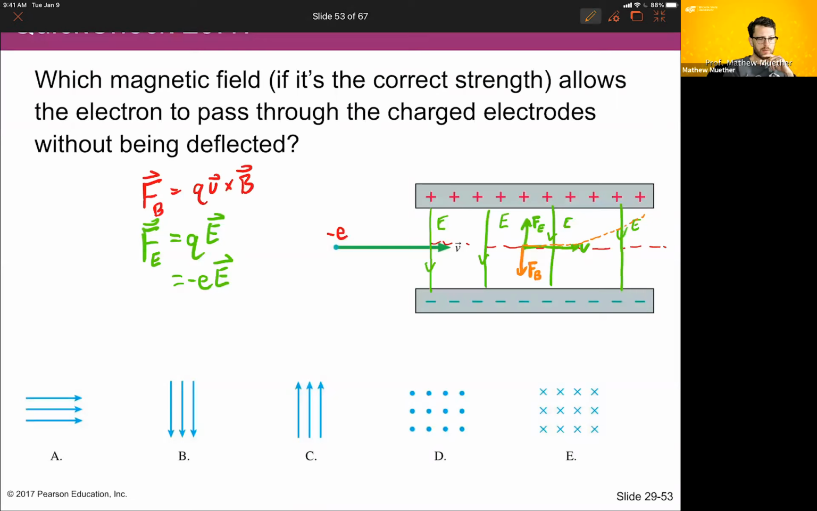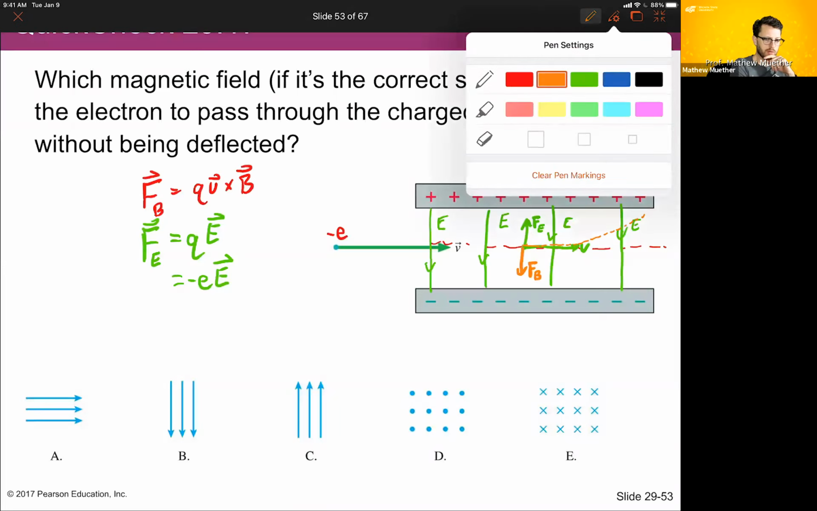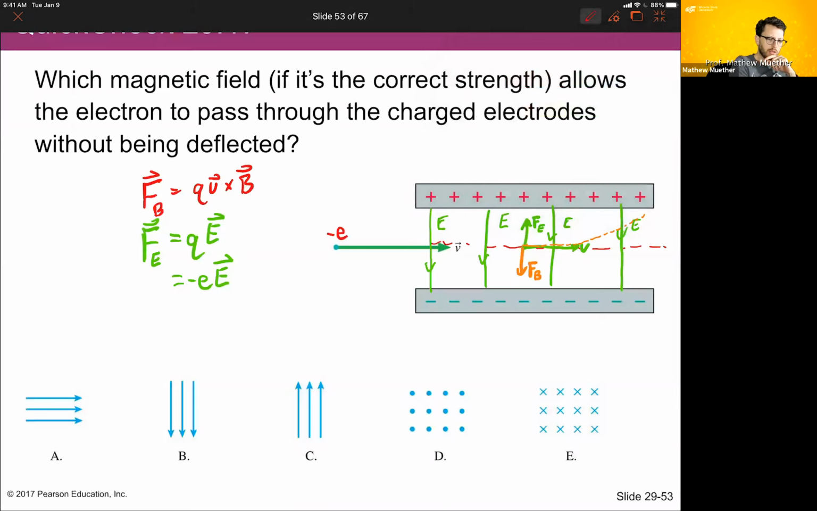I can use my right-hand rule to try to establish what direction it needs to point now. QV, what direction does QV point? Well, it's a negative charge, so vector QV points against the velocity. So I'm going to align my index finger with QV. My thumb is going to be that resulting force, and I want it to point downwards. And so that gives me that my index finger would have to point into the page for this particular capacitor.